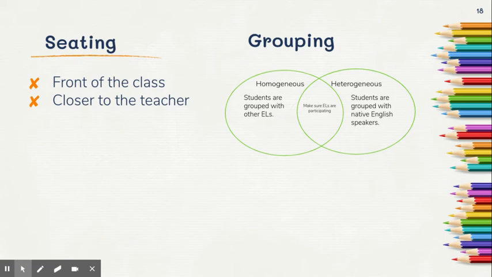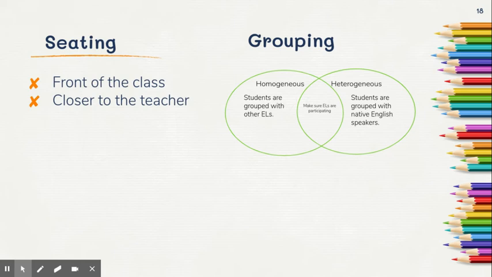ESOL students do have friends. So you're going to see them laughing and talking and playing with other students. And just like any other student who doesn't understand something, they're going to become playful in your classroom and may become a distraction. So sitting them up front and close to you allows you to watch them and identify their needs close.